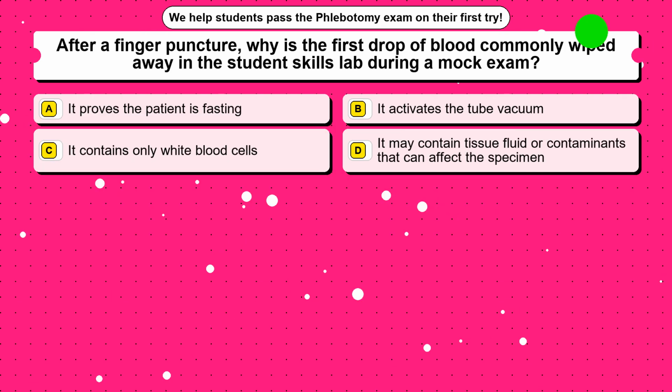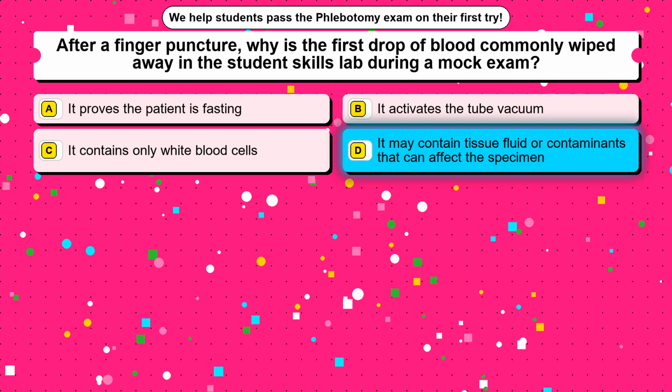Question 79. After a finger puncture, why is the first drop of blood commonly wiped away in the student skills lab during a mock exam? Option A. It proves the patient is fasting. Option B. It activates the tube vacuum. Option C. It contains only white blood cells. Option D. It may contain tissue fluid or contaminants that can affect the specimen.